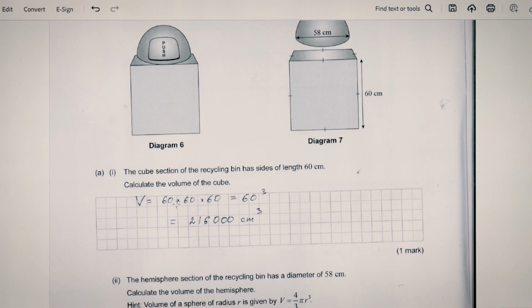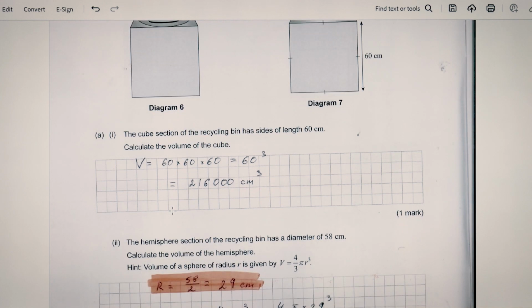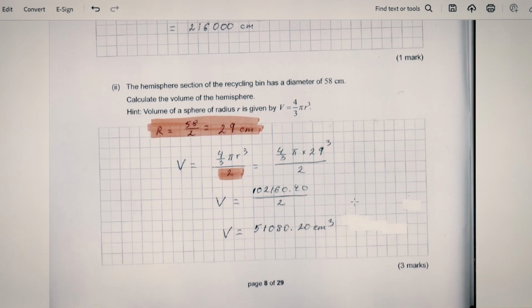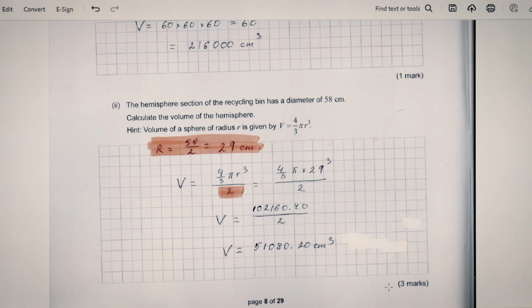The first question just asks you to calculate the volume of the cube, okay? A majority of students did well, but again, some students were confused between area and volume, okay? I'd highlight it's a volume, so you need to use a volume formula, but they did well. In question 2, they ask you to calculate the volume of a hemisphere. The formula is given, and this question is worth up to 3 marks.